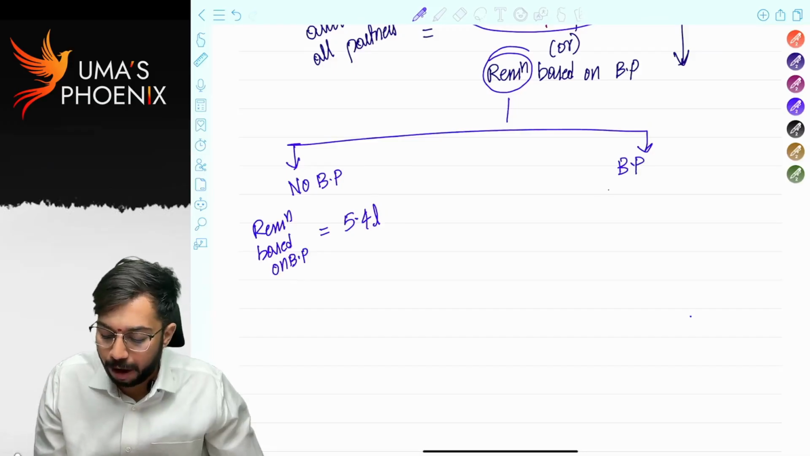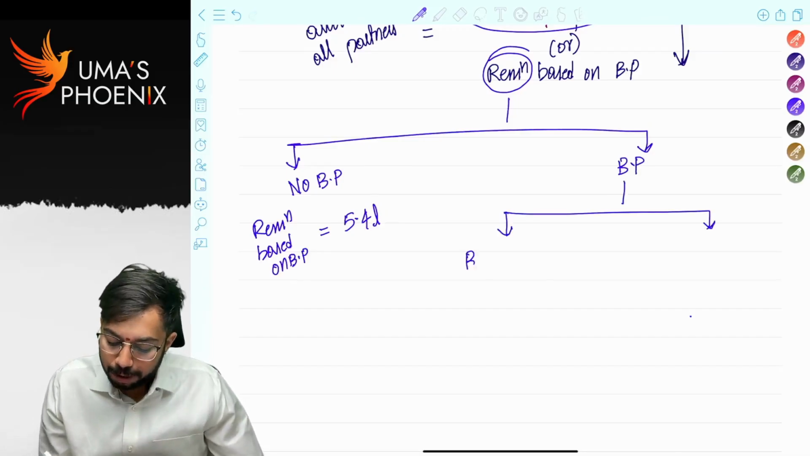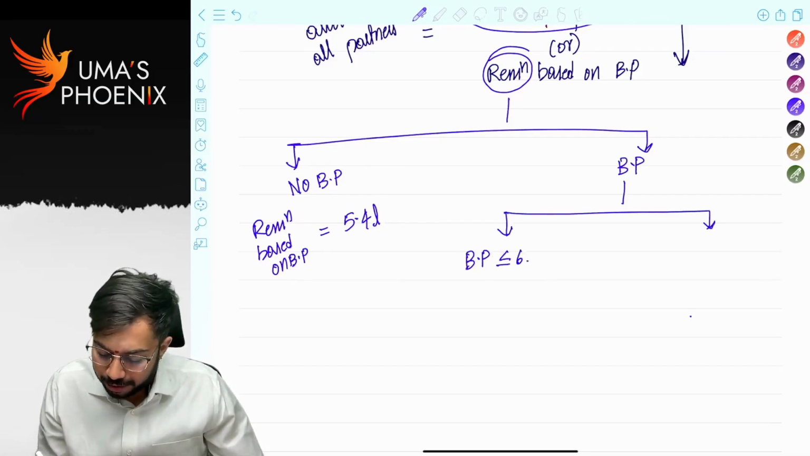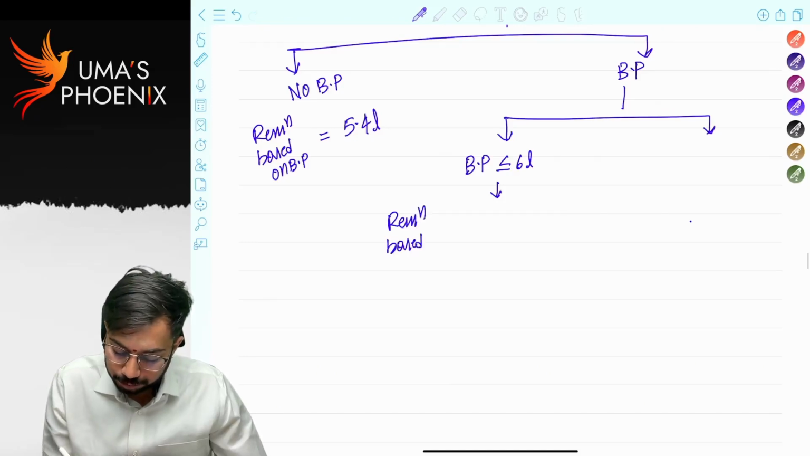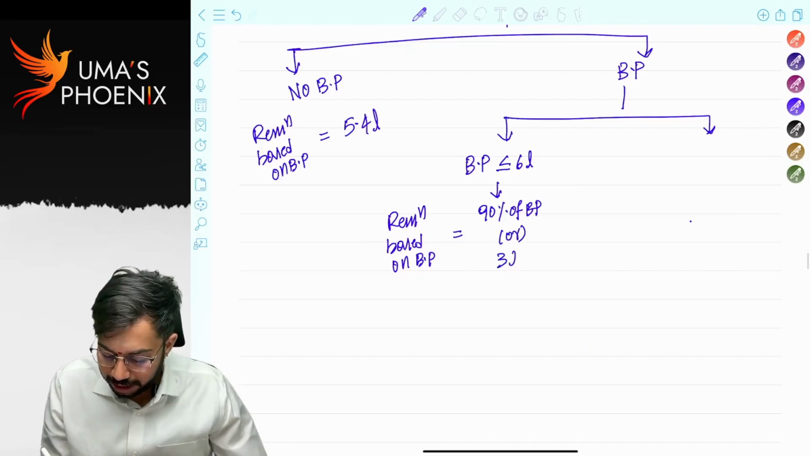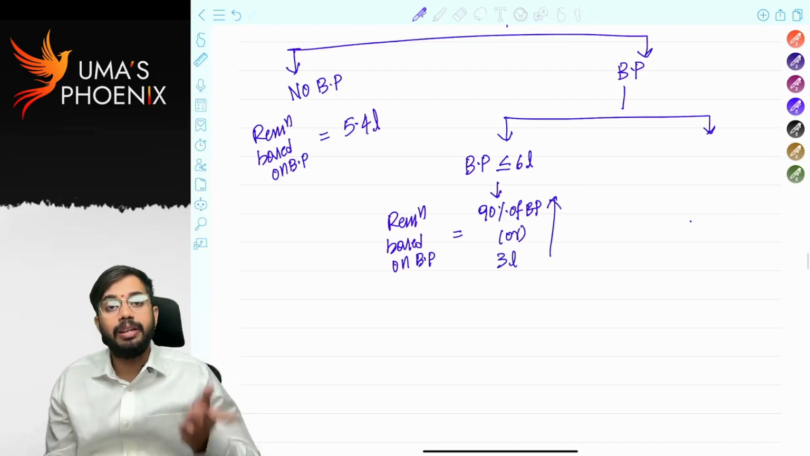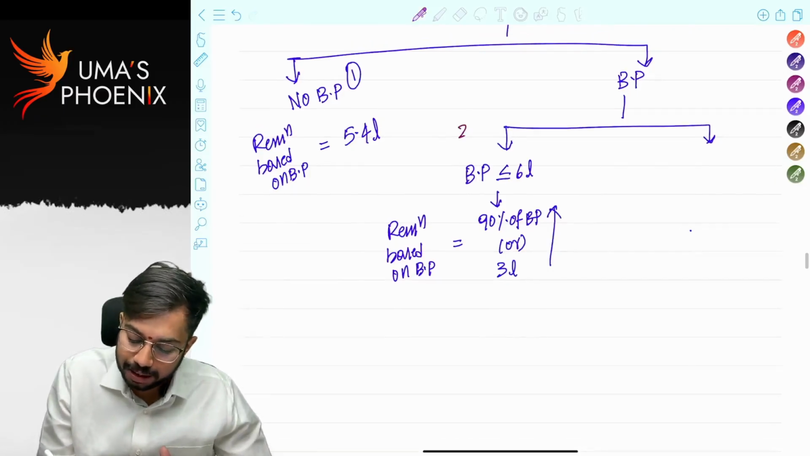If there are book profits, then two things are there. If book profits are less than or equal to 6 lakhs, then remuneration based on book profits is equal to 90% of book profits or 3 lakhs, whichever is higher. Case 1 done. Case 2 we have discussed.